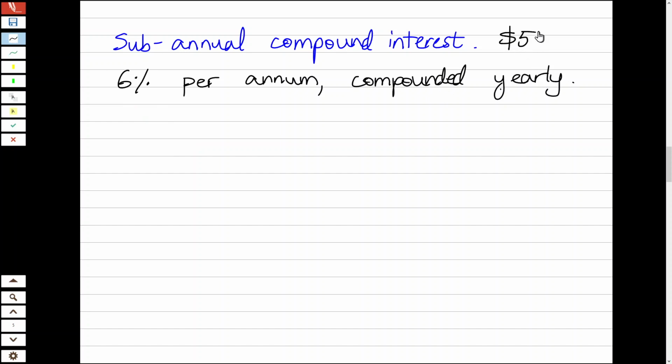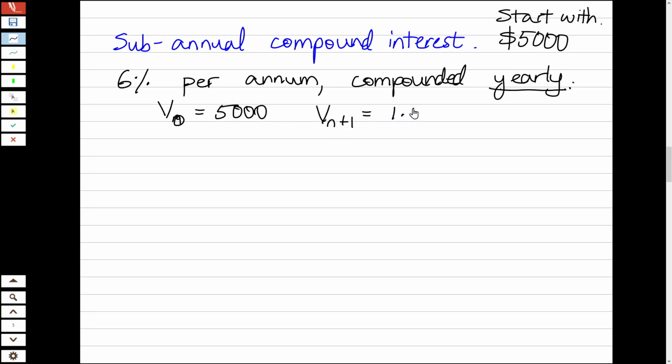I'm always going to start with $5,000. Okay, you'll have more than $5,000 in due time. Don't worry. But let's suppose, for example, that we invest this in a compound interest investment, and the interest is said to be compounded yearly. So we've just done an example like this, so I won't go through all the details. We've got that. Okay?